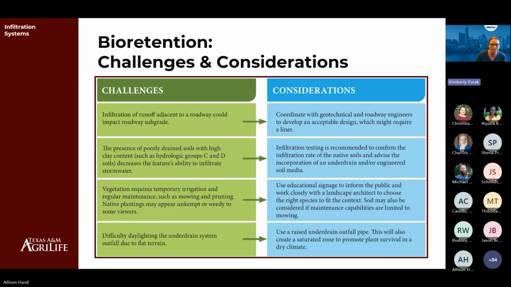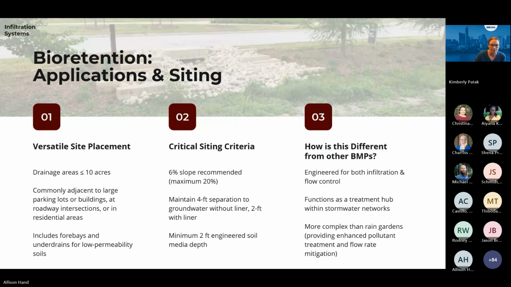Next slide. So a bioretention facility in general is considered a regional control because it's capable of treating up to a 10-acre watershed. But unlike rain gardens, where there are several along a block to treat small areas, these controls typically pick up an entire site or roadway and are placed at the end of a drainage system.